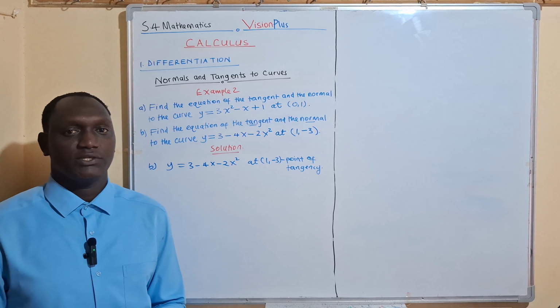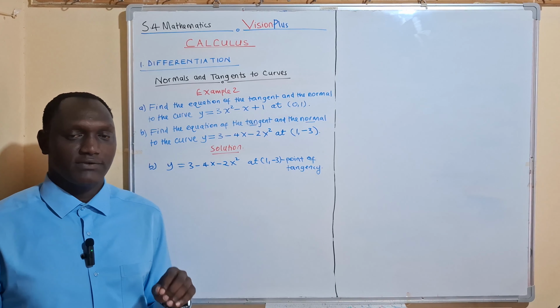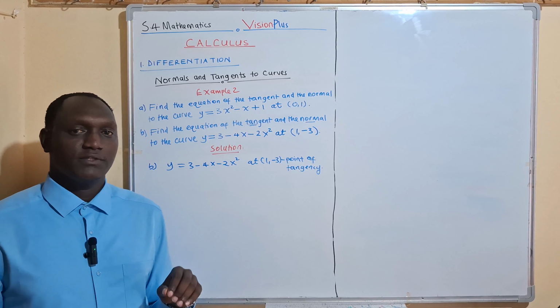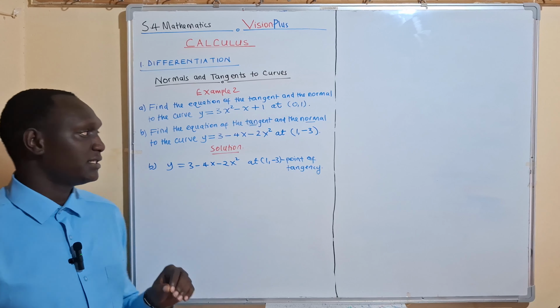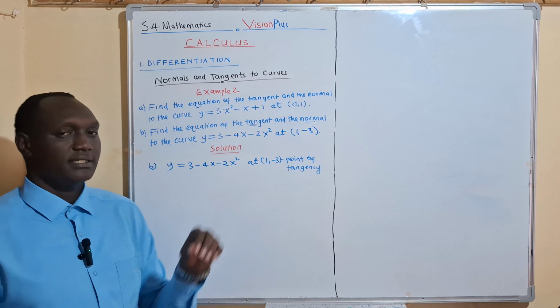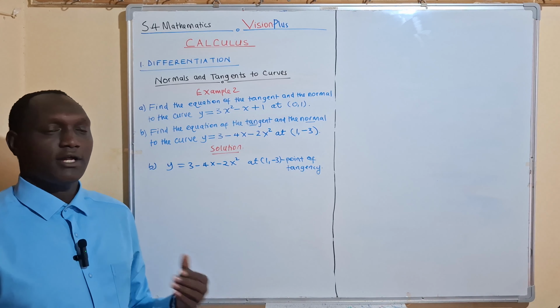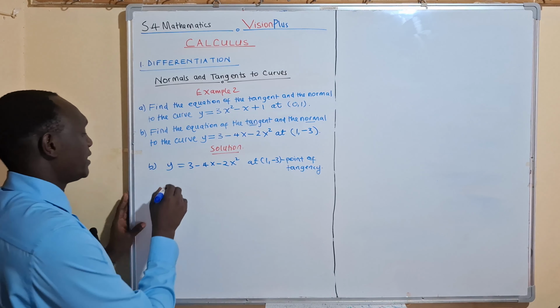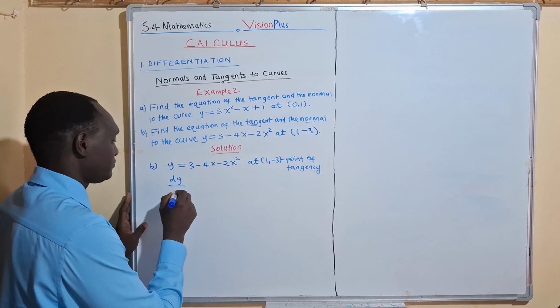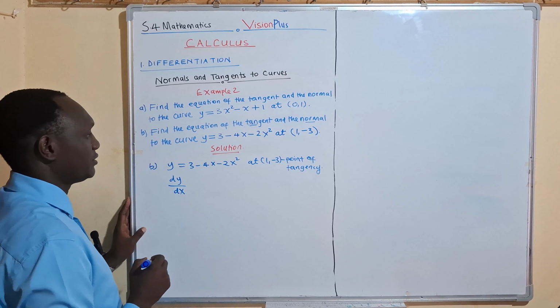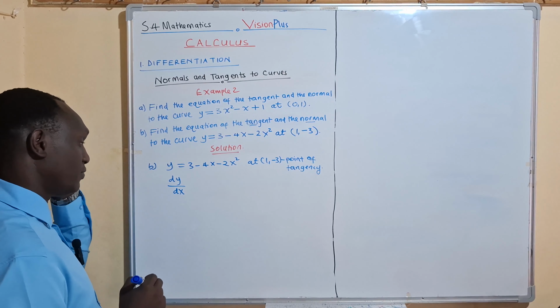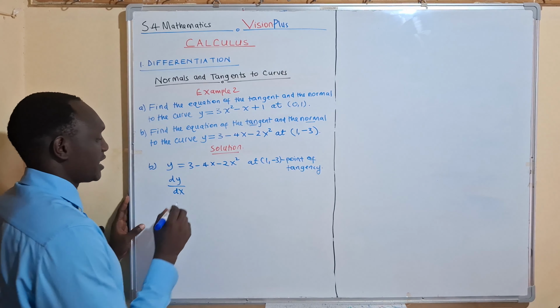For us to get the equation of the tangent, we need the gradient of the tangent. To have the equation of the tangent, we need the gradient of the curve at the point of tangency. And to get that, we need dy/dx, the gradient function of the curve at any point on the curve.